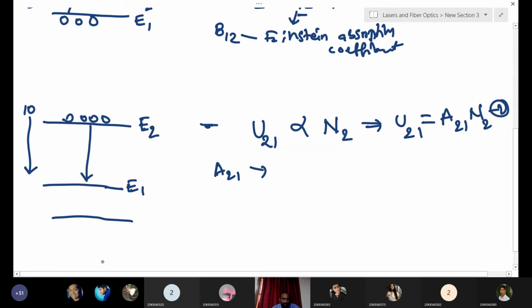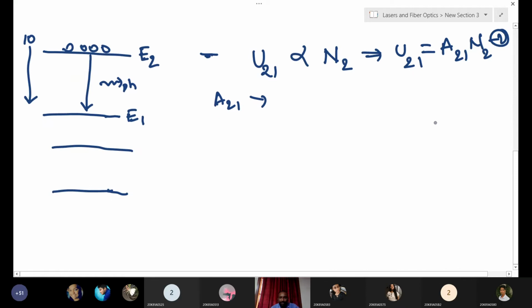Here also, if one atom makes a transition from excited state E2 to E1 in the spontaneous process, one photon will be emitted. So if 10 atoms make the transition from higher energy state to lower energy state, 10 photons will be emitted. Why are they immediately making the transition to the ground state? What is the reason? Their lifetime is very short. Yes, very good. Because of the very short lifetime, they immediately come to the ground state. They are not staying in the excited state.